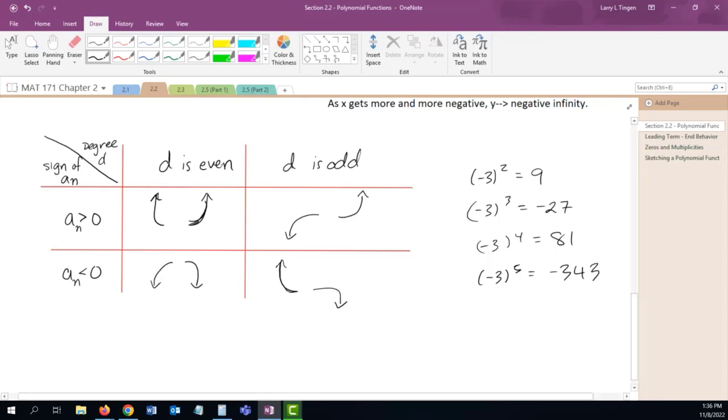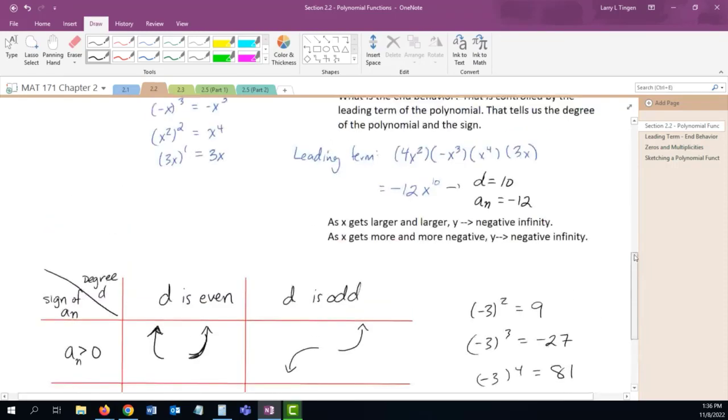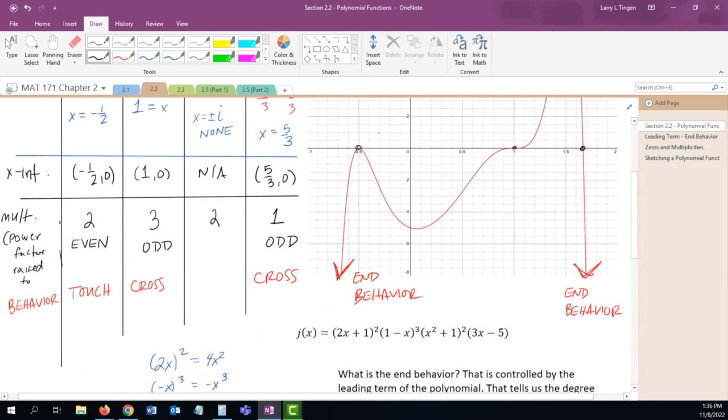So these are the 4 behaviors, and this is when you'll see them. If you can tell me the sign of the leading coefficient and the degree of the polynomial, you'll figure out what the graph looks like on the ends. And then with all of this information, you'll be able to plot all of the x-intercepts and the behaviors according to that.